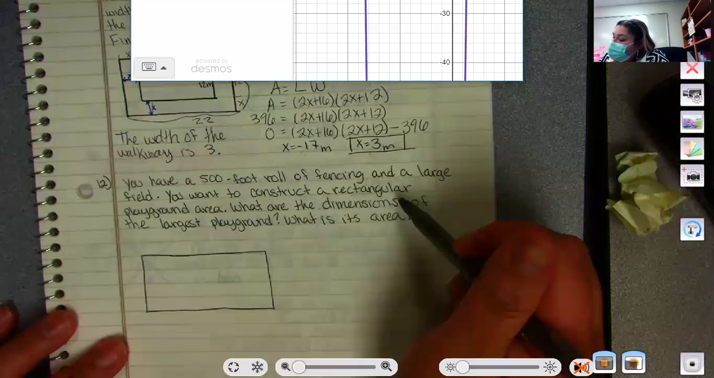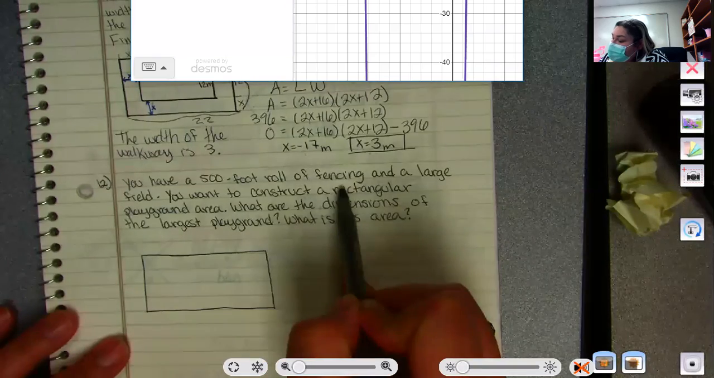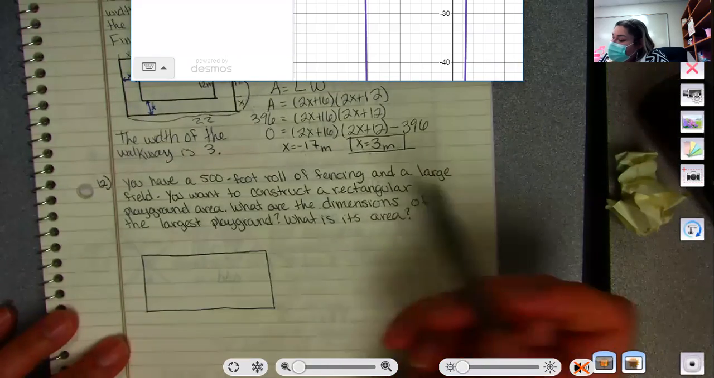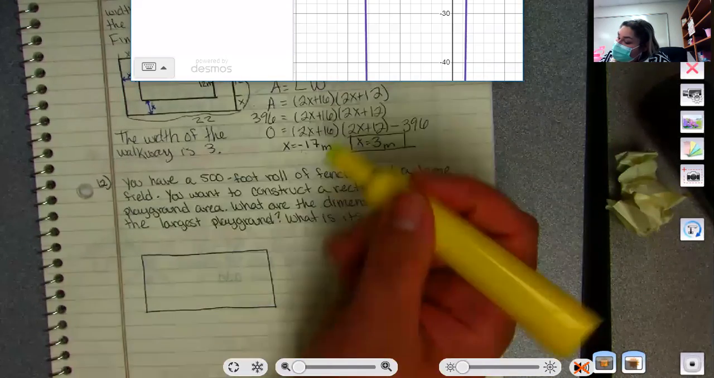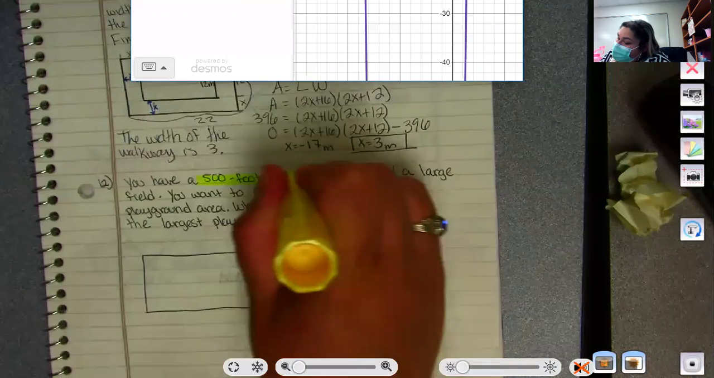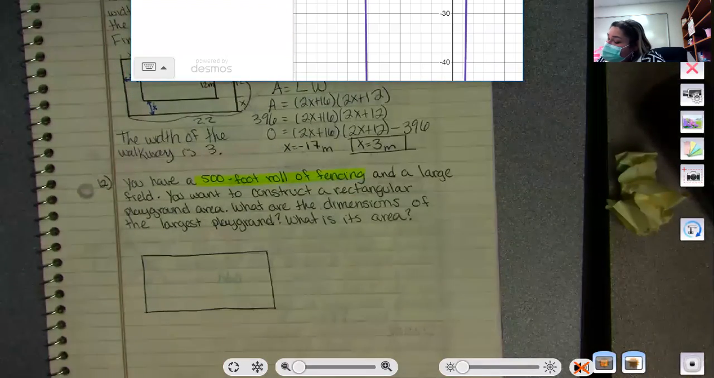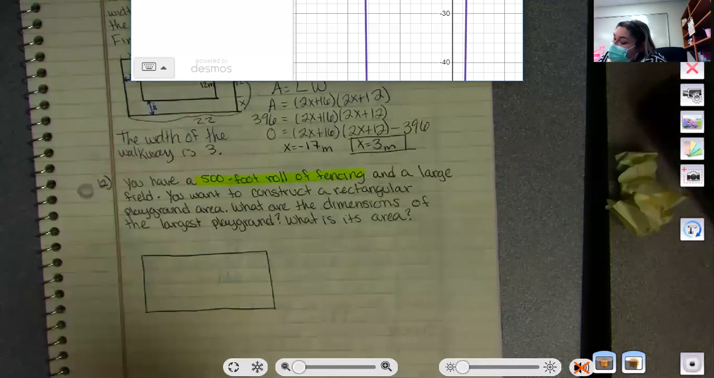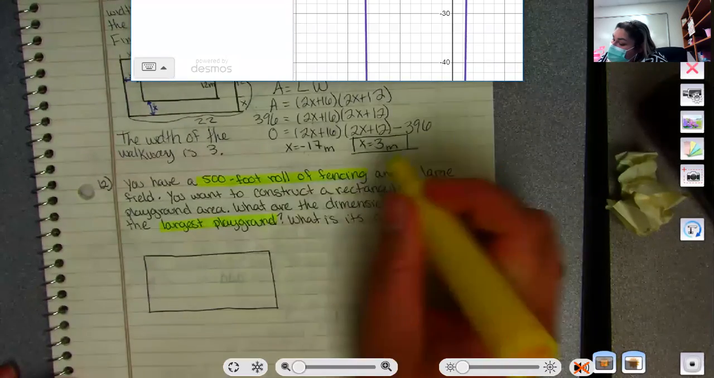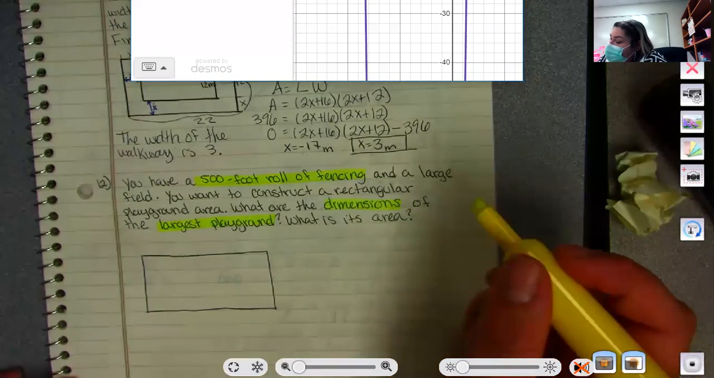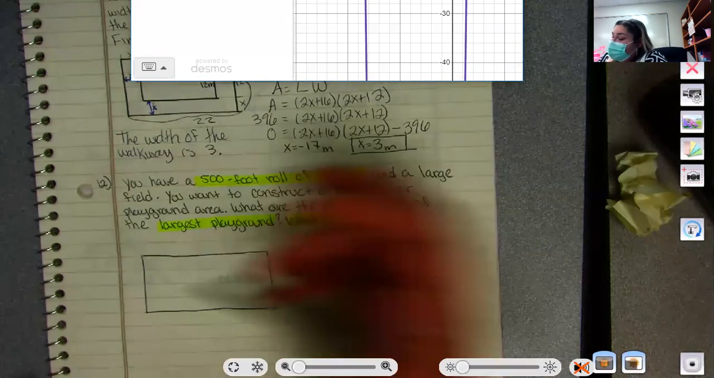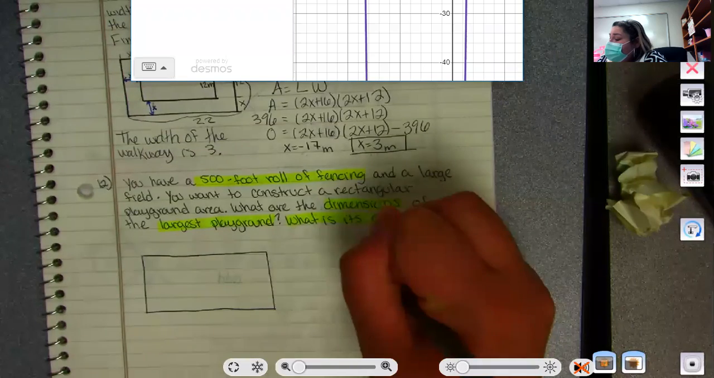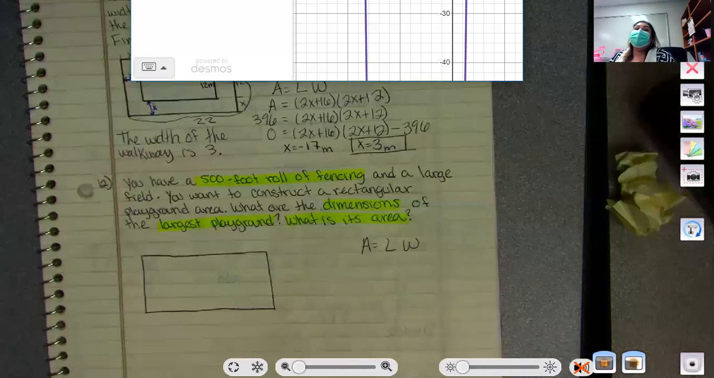So you have a 500-foot roll of fencing and a large field. You want to construct a rectangular playground area. So we have 500, and you want to construct a rectangular playground area. What are the dimensions of the largest playground? What is its area? Okay, so this, I know one thing. We know that area is length times width. That's one thing we know right now.